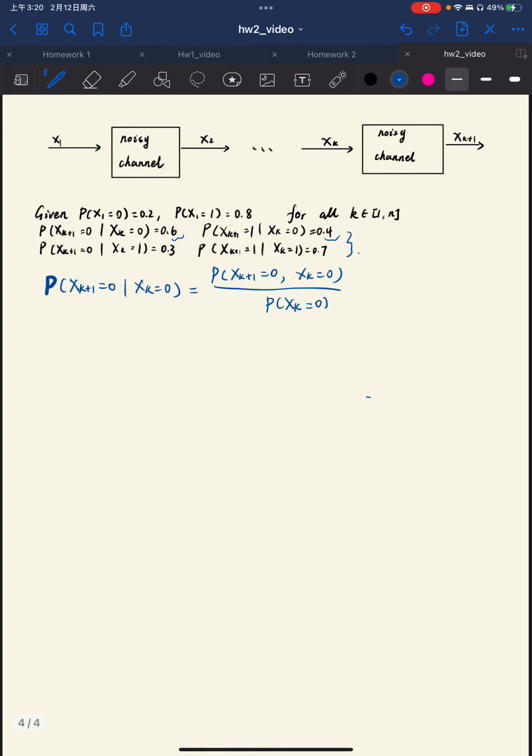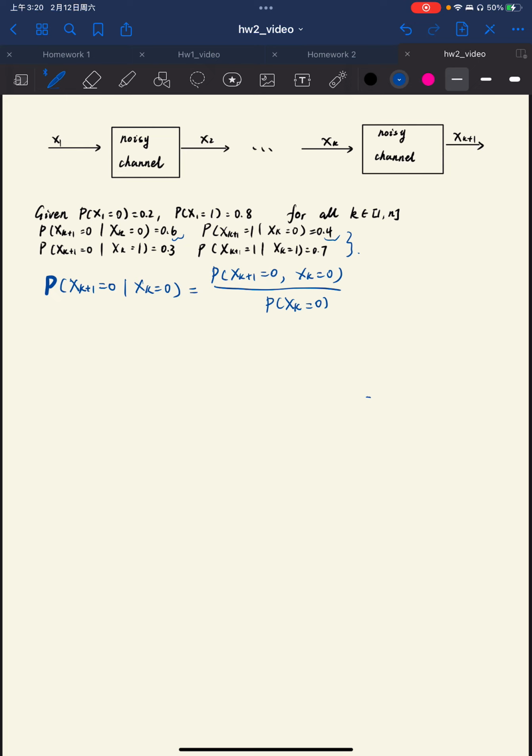Let's talk about homework 2's problem 2. So now we have written down all the conditions here: the probability of x1 equals 0 is 0.2, and x1 equals 1 is 0.8. And for the conditional probability, we also have the definition, rewritten as, for example, the probability of x(k+1) equals 0 given xk equals 0 is equal to the intersection of x(k+1) equals 0 and xk equals 0, divided by the probability of xk equals 0.